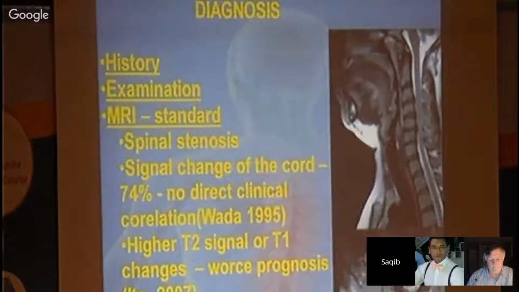Diagnosis is normally established with history, examination, and MRI as the standard. You will see spinal stenosis there. You will see signal changes of the cord. There is usually no direct clinical correlation, but if you see high T2 signal changes, and especially T1 signal changes, this is worse prognosis. This was mentioned already. If you see T1 signal changes, usually the patient will not recover after the surgery, or will recover minimally. But if you see high T2 but no T1 changes, the patient may recover after that.